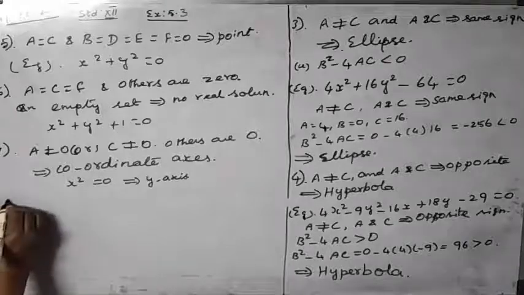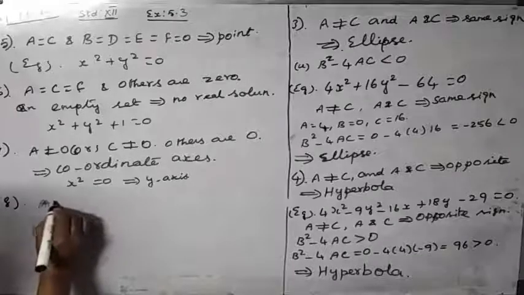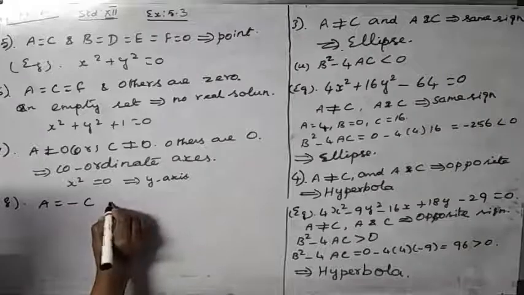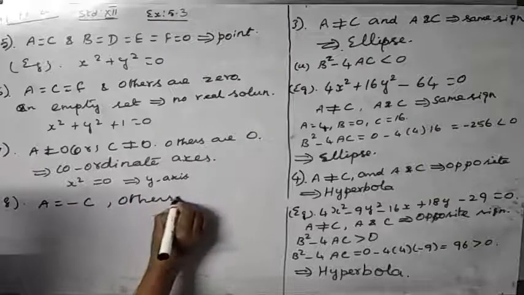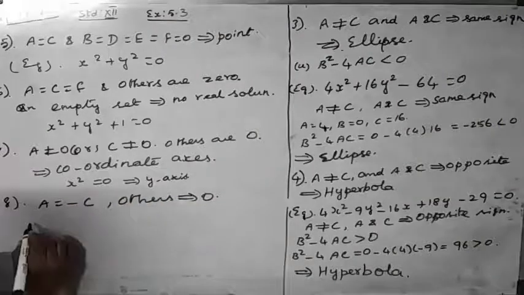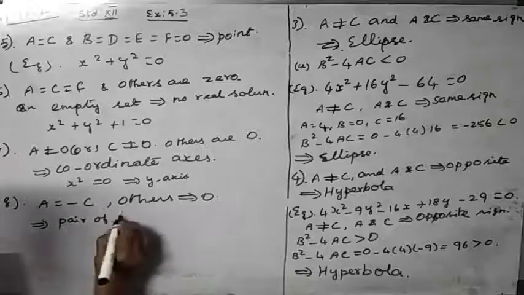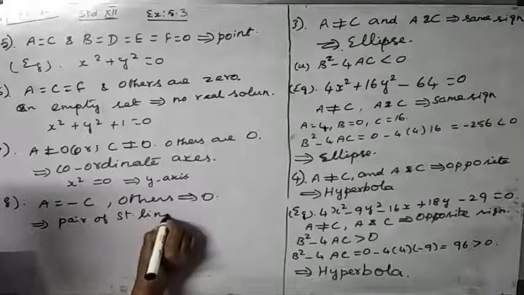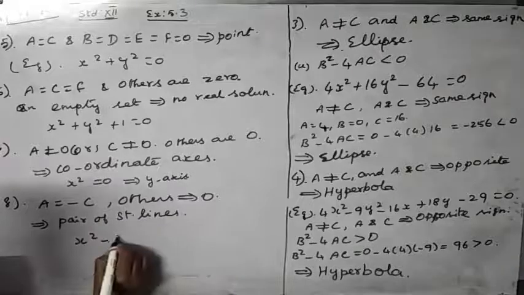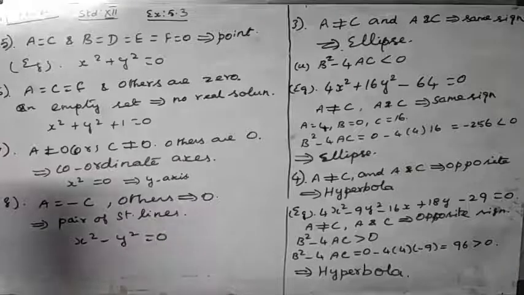அப்படின்னு எடுத்துக்கலாம். Then eighth condition, A is equal to minus C, others are 0. Therefore, it implies pair of straight lines. Example, x square minus y square equal to 0.